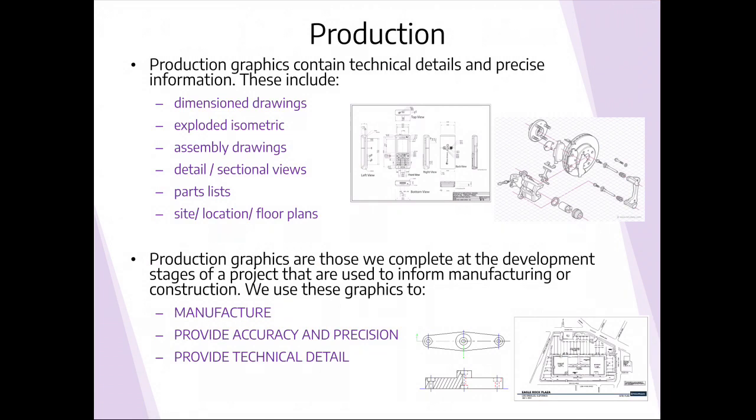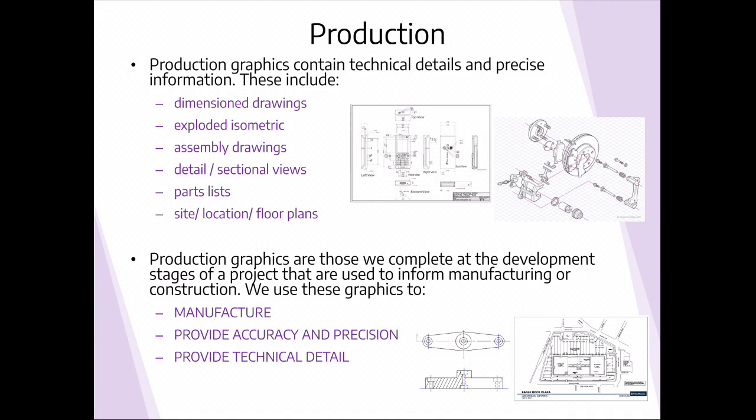Let's now move on to production graphics. These are graphics that contain technical details and precise information. They'll include dimension drawings. Now, where these differ from sketches is that you'll use drawn equipment, like on a drawing board, or you would use computer-aided design in order to be able to do this. Drawings like exploded isometrics, so 3D views where all parts have been exploded and separated from one another, like the image shown on the right.